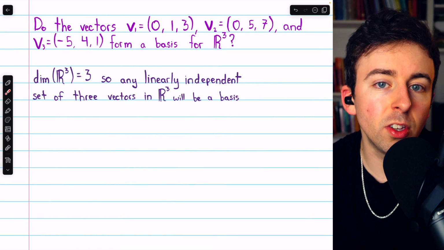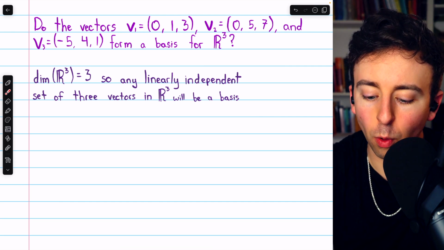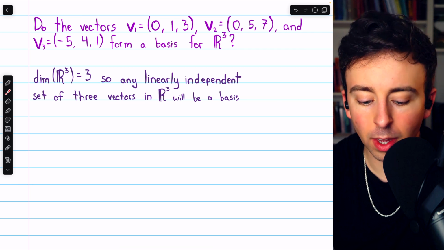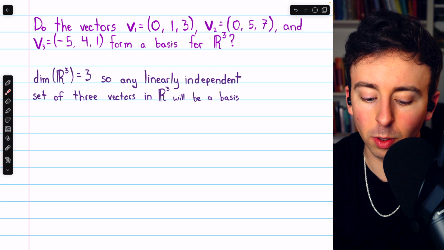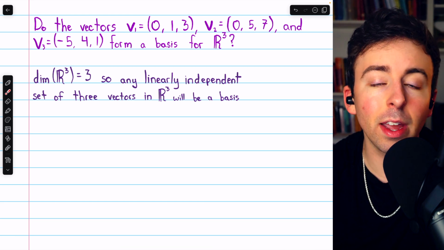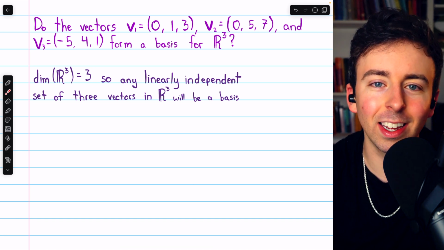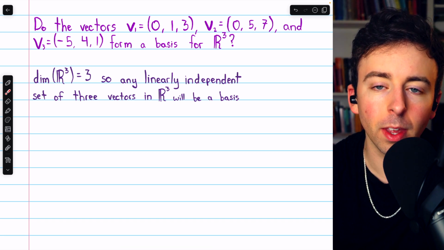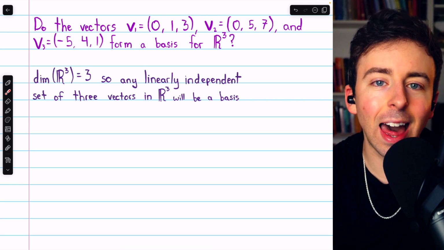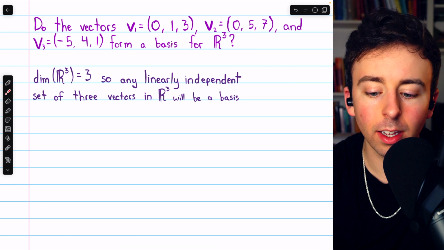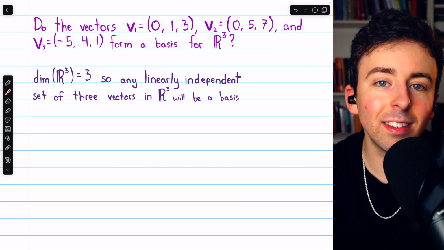We can also sometimes use this sort of shortcut in R³. Do these three vectors form a basis for R³? Well, the dimension of R³ is 3. So if the three vectors are linearly independent, then yes, indeed, they form a basis. But in this case, there's 3 of them, so it's not as easy as just checking if one's a scalar multiple of the other. But at a glance, we can see that v1 and v2 both lie in the yz plane, because they both have 0 as x-coordinates. So they're in the yz plane.